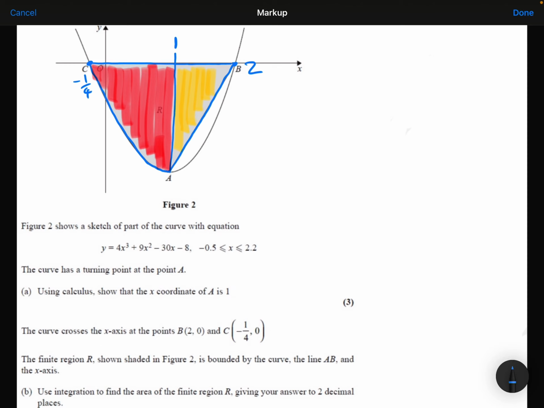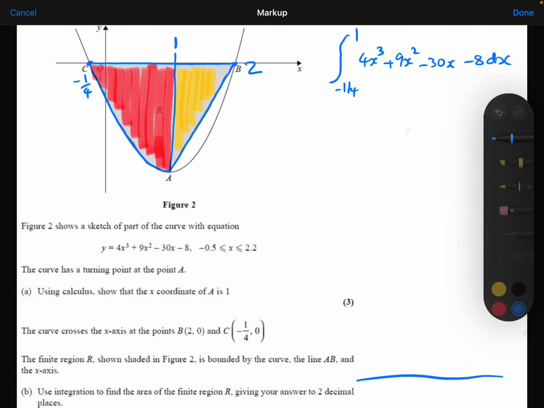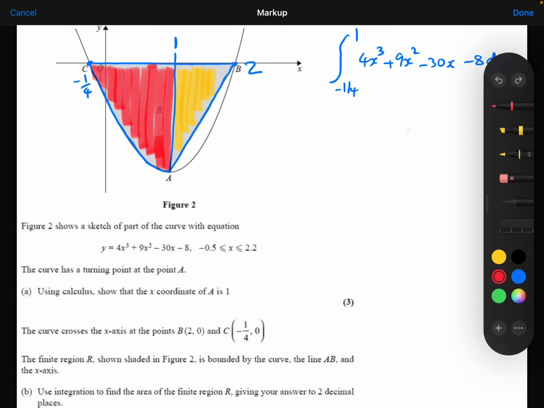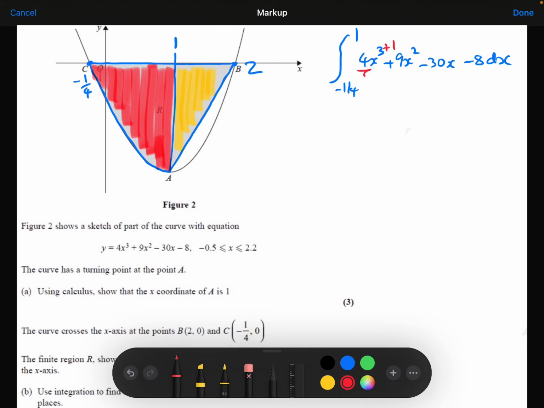So let's do the integration. We're integrating between minus 1/4 and 1 of 4x cubed plus 9x squared minus 30x minus 8 with respect to x. So we'll add 1 to the power and then divide by the new power, and the 8 will integrate to be 8x. So we will get x to the power 4 minus 3x cubed minus 15x squared minus 8x.